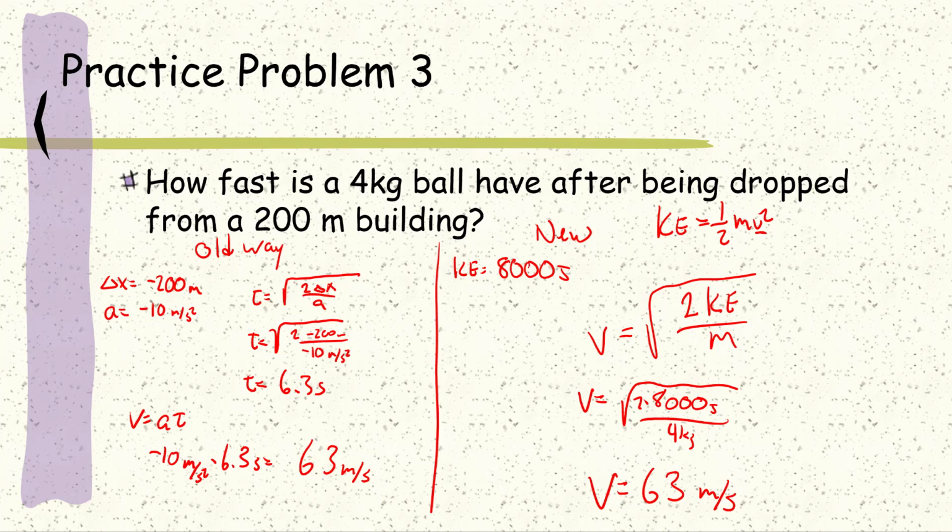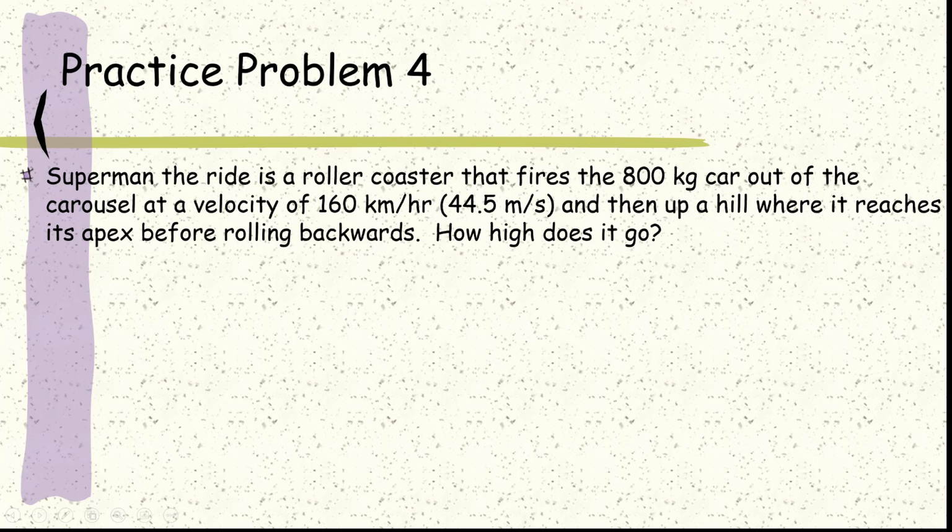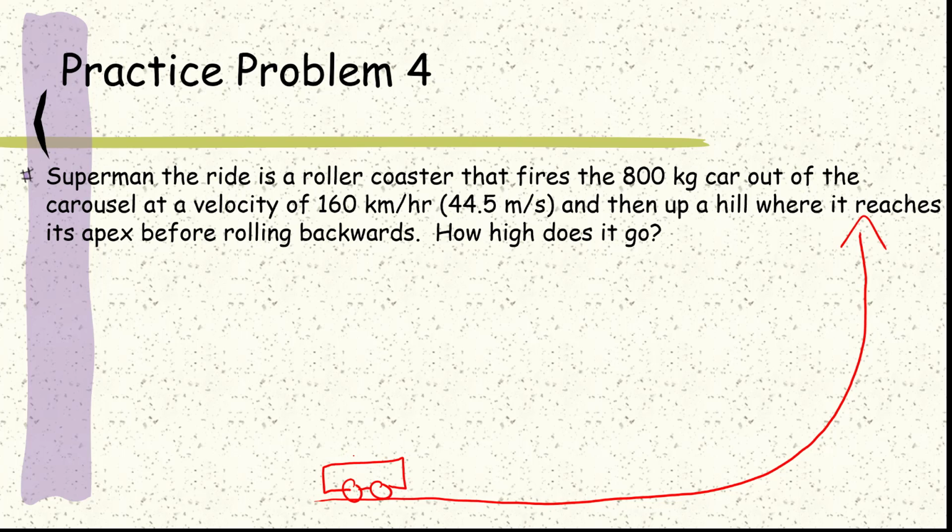Got one more for you now. So one more problem here. So imagine back when we watched that gravity video, we saw Superman the Ride, where there is a roller coaster that shoots you off at a tremendous speed, in this case, a velocity of 100 miles an hour, which works out to be a velocity of 44.5 meters per second. And we want to figure out how high that car goes. In other words, we want to find that displacement.